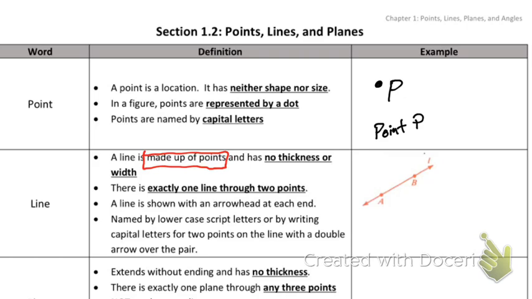A line is shown with an arrowhead on either side. When we get to more advanced stuff, we might have an arrowhead on one side or no arrowheads at all. But right now, we're just talking about a basic line. It has arrowheads on both sides to show it's a line. That is named by a lowercase script letter or by writing the capital letters of the 2 points on the line with a double arrow over the pair.